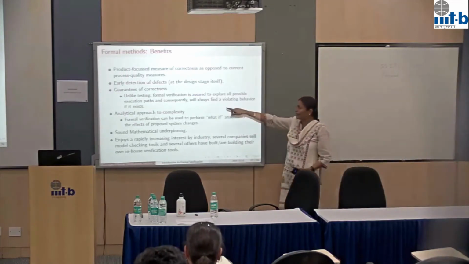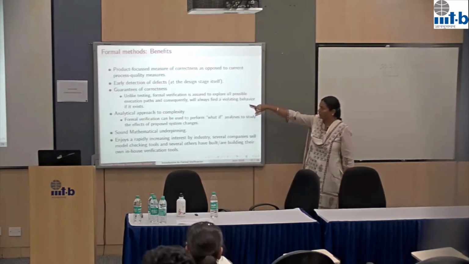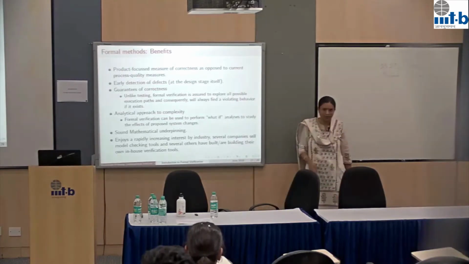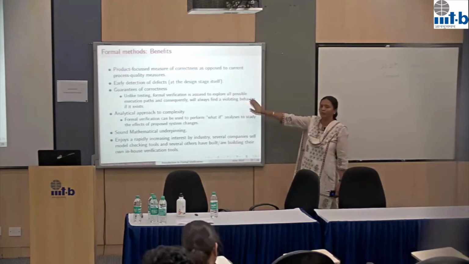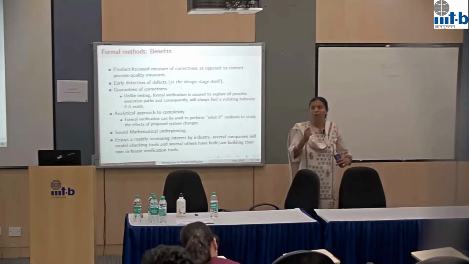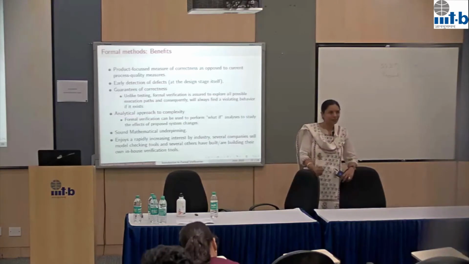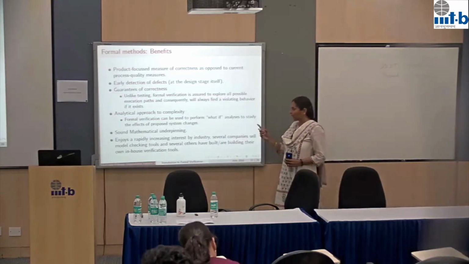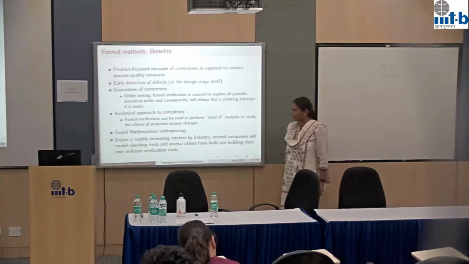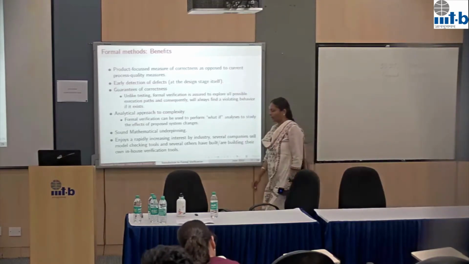And you guarantee correctness. Unlike testing, formal verification is assured to explore all possible execution paths, however big the graph is. So we'll find violating behavior if it exists. So the Dijkstra statement: it will prove the absence of errors, right? Whereas testing will detect only the presence of errors. Formal methods can be used to do what-if analysis. It has a sound mathematical underpinning.